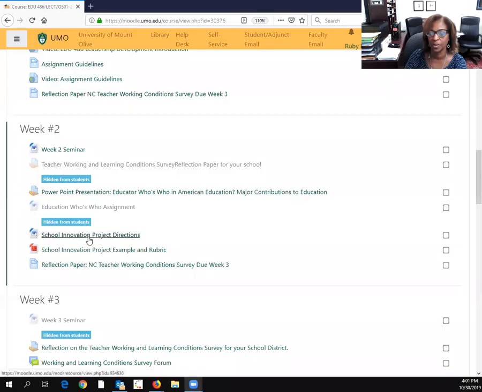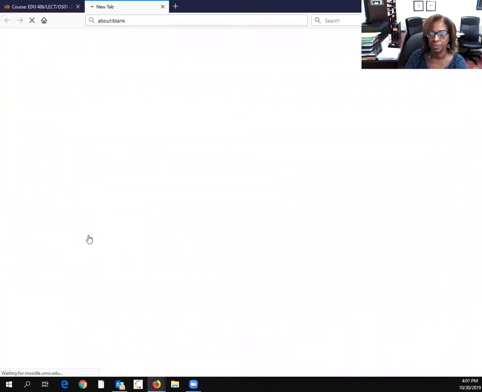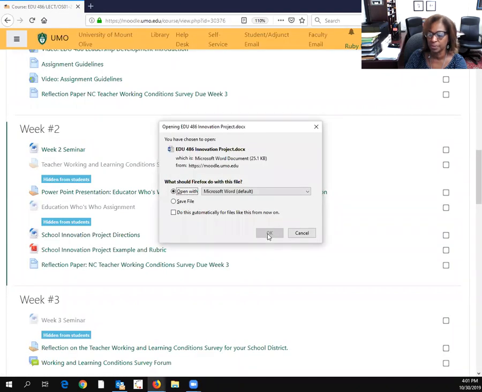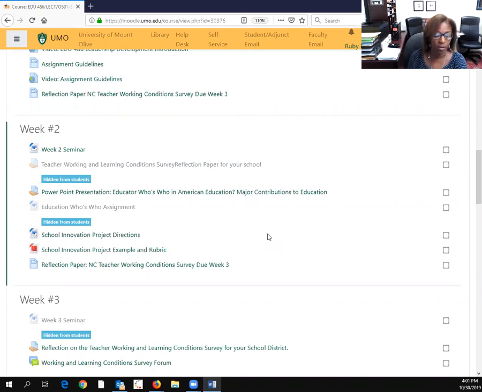Let's take this opportunity and discuss the innovation plan. The innovation plan has been designed to help you develop leadership skills as well as to show your ability to collaborate. This is a leadership and collaboration project.